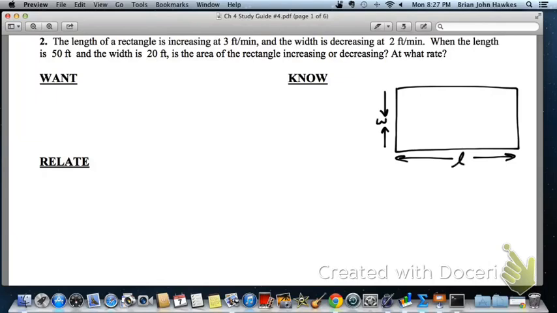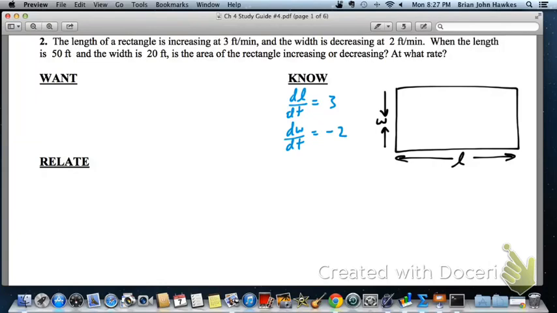It says the length is increasing, so this is important though, because we know that the dL/dt, it's increasing at a certain rate, and that's 3, but the width is decreasing at a rate of 2 feet per minute. So the width, dW/dt, the width is changing at a rate of -2. And if you got this problem wrong, it's probably because you forgot to put the negative. We know that any quantity whose number is getting smaller, its rate of change is negative.